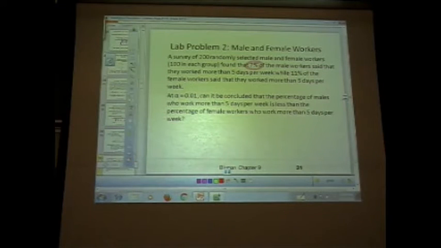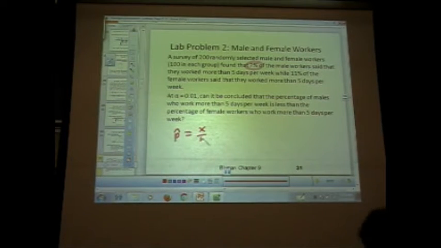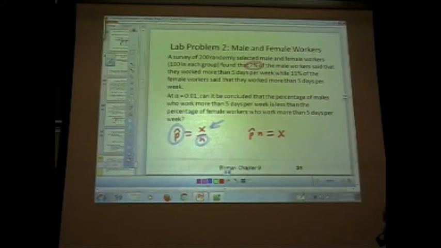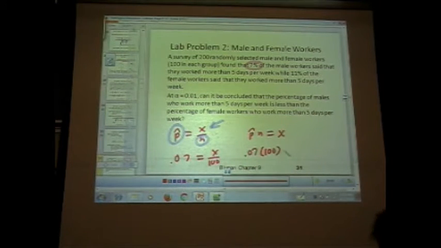Okay, so remember, our p hat is equal to x over n. Everybody on board? So if I rearrange it and multiply both sides by n, I'd get p hat times n equals x. Do you guys know what I'm saying? They've given us 0.07, 7%, equals x over n, x out of 100, right? So we know that 0.07 times 100 equals my x. So that's what you put into the calculator.